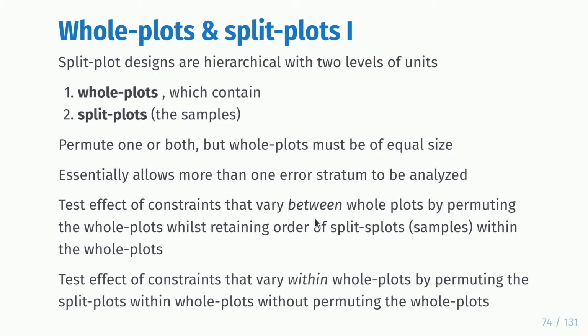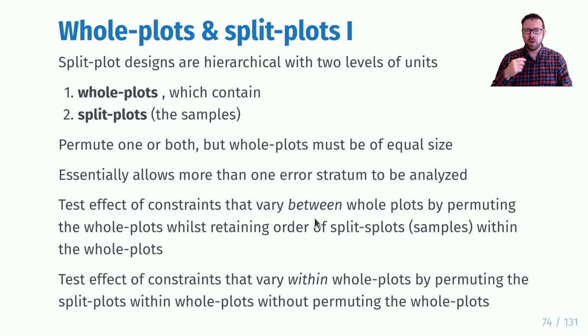And with permute, what you can do is you can permute the split plots, or you can permute the whole plots, or you can permute both of them at the same time. The only thing is, if you're going to permute the whole plots, then you have to make sure that the whole plots are the same size, because you're taking this group of observations from over here and you're switching them with another set of observations, okay? So that's the important thing, that the whole plots have to have the same number of observations in them.